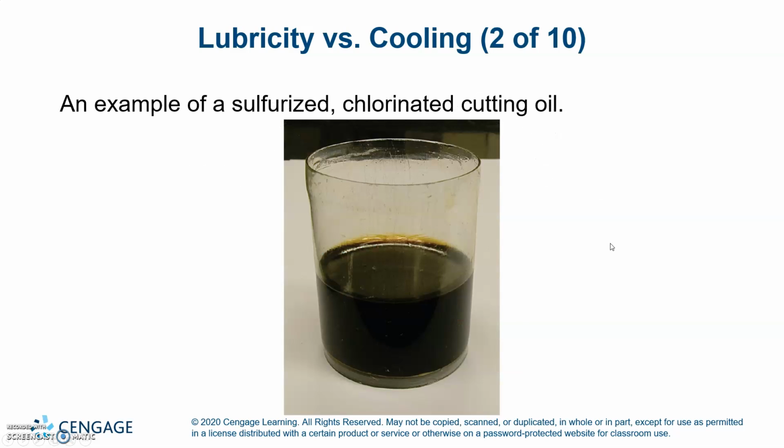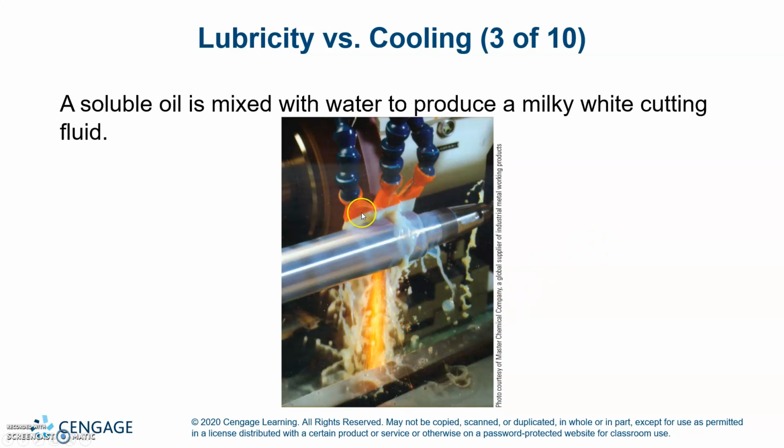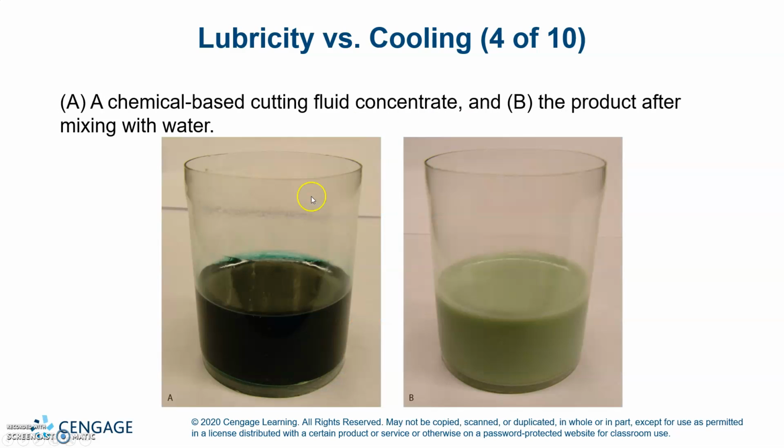An example of sulfurized chlorinated cutting oil. So it's very dark. And then a soluble oil is mixed with water to produce a milky white cutting fluid. A chemical-based cutting fluid concentrate is on A, and then B is the product after mixing with water.